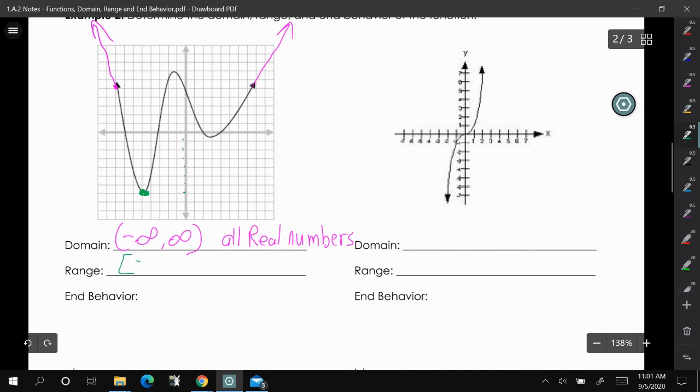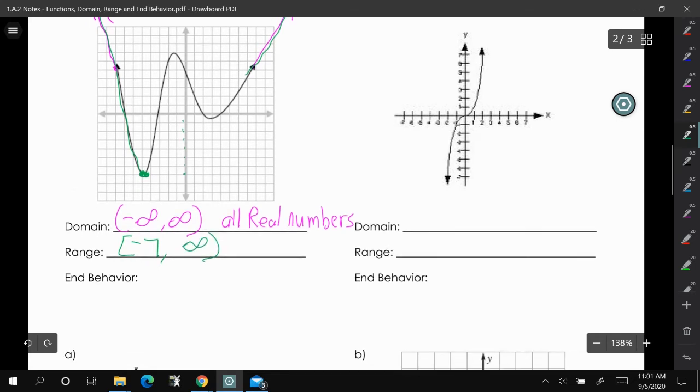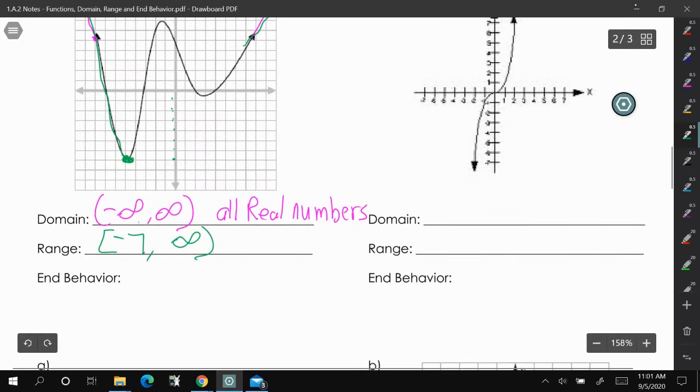So the smallest y value is negative 7, and then the y values go all the way up to infinity. We can't write all real numbers because the y values do not get smaller than negative 7. One of the most common mistakes that I see is students flip-flopping these. So they'll put infinity, comma, negative 7. That's incorrect. You always start with the smaller number first.